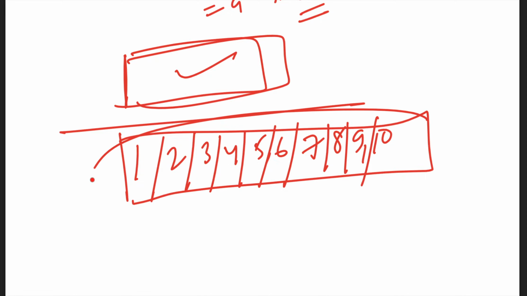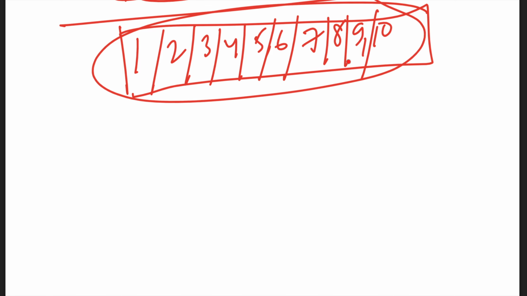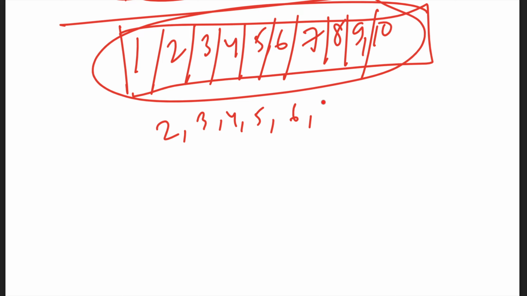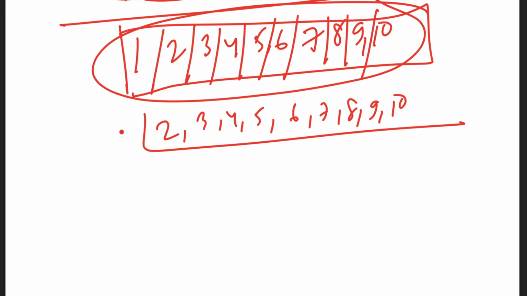So we need to calculate the LCM of these numbers. Let's calculate the LCM of 2, 3, 4, 5, 6, 7, 8, 9, 10. We don't have to write 1, it is always there. Okay, when we divide by 2, we get 1, 3, 2, 5, 3, 7, 4, 9, 5.